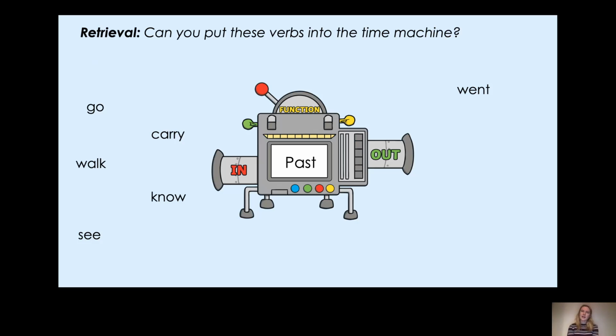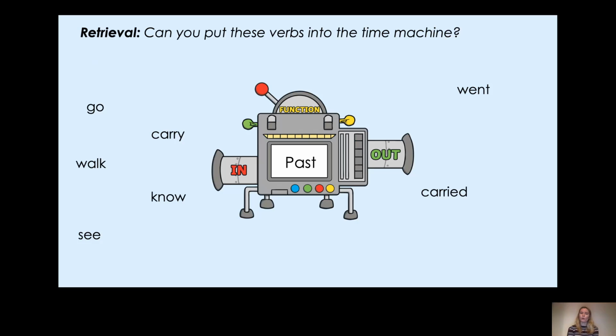Okay, what about carry? Now, what do you notice about the end of this verb? Because this might affect how you change it in the past tense. Well, the verb ends in a Y, doesn't it? And remember, when a verb ends in a Y, we have to change it to an I when we change it to the past tense. So carry becomes carried. Can you see how I've changed the Y to an I before adding the suffix ed?